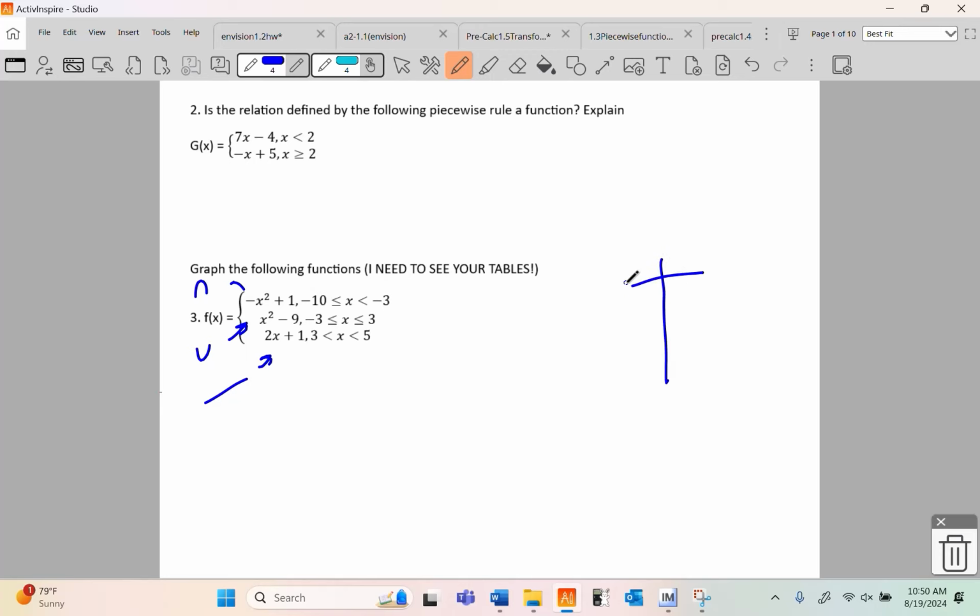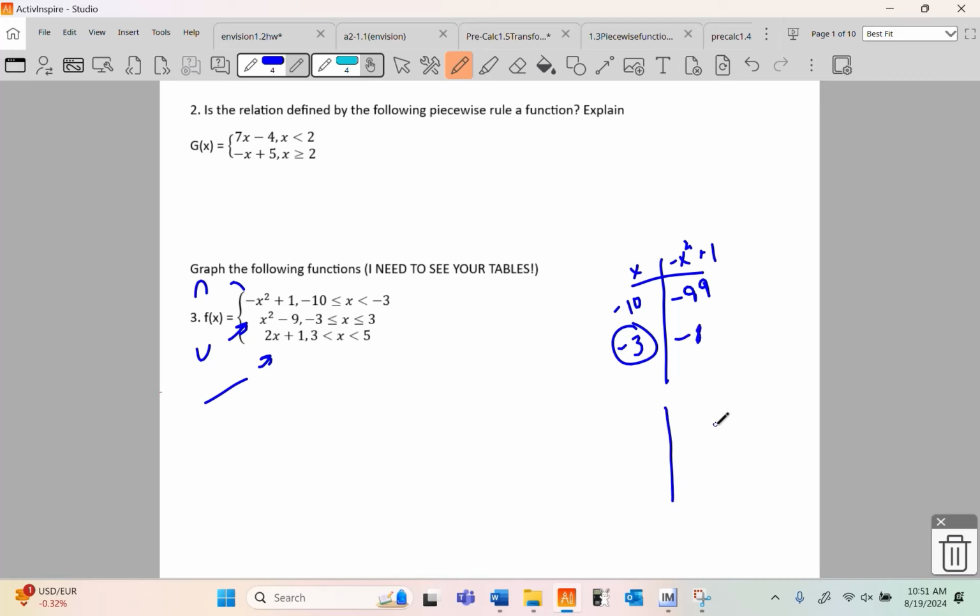The first table has input x, and the output is negative x squared plus 1. It's allowed to be between negative 10 and negative 3. Negative 3 does not have equality, so I'm going to put a circle there because I can't put a solid point there. If I plug a negative 10 into this equation, I get 100, but there's a negative sign there, plus 1, negative 99. If I plug a negative 3 into this equation, we get 9. The negative makes it negative 9. Negative 9 plus 1 is negative 8.